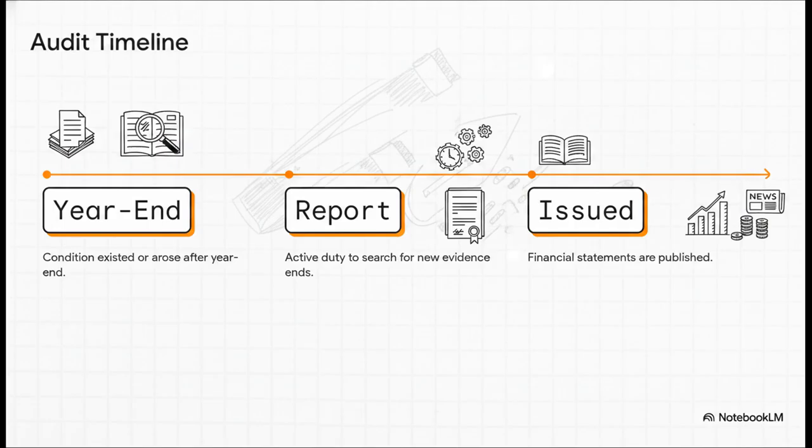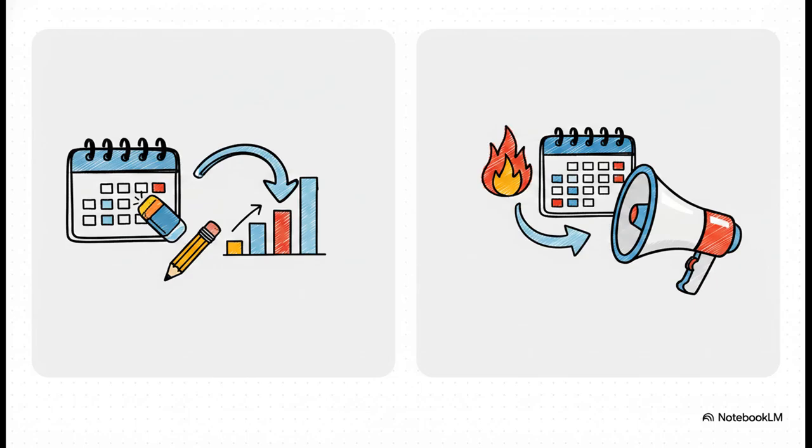From the year-end date right up until the exact moment you sign that audit report, you have an active duty to hunt for new evidence. You've got to read post-year-end minutes, review management accounts, and ask about new litigation. After you sign the report, that active duty ends. But if you happen to stumble upon something before the statements are officially issued, you still have to discuss it with management. Understanding these two concepts solves the ultimate exam trap.